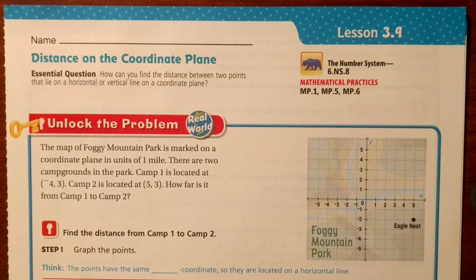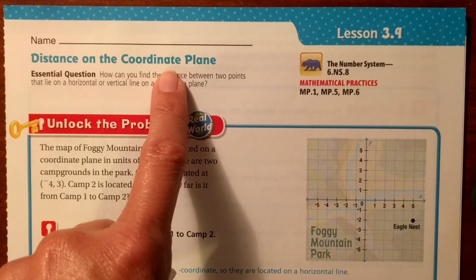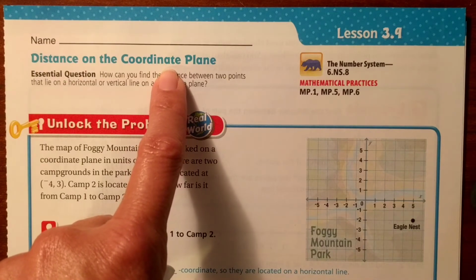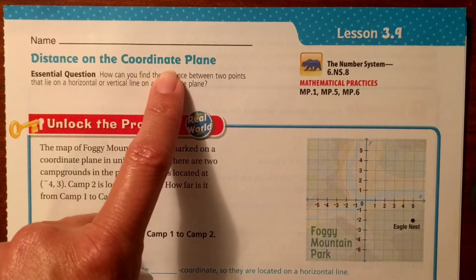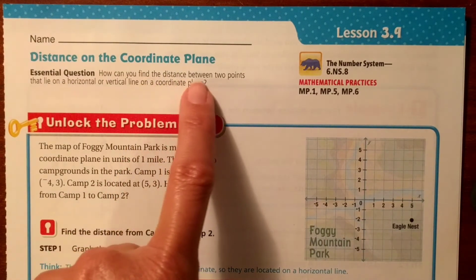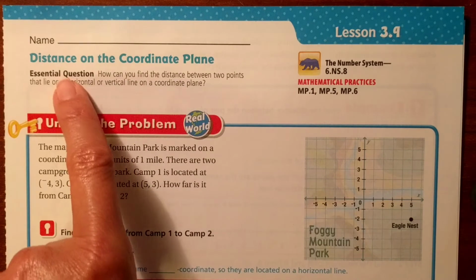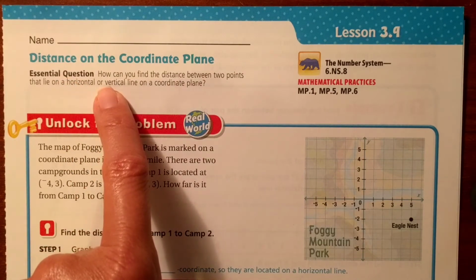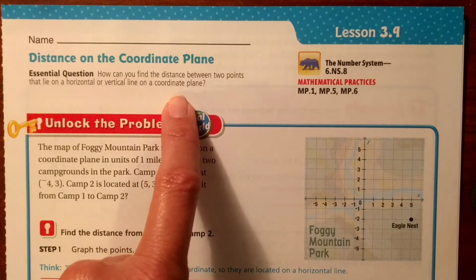Lesson 3.9, Distance on the Coordinate Plane, is found on page 135 of your big book. Essential question: how can you find the distance between 2 points that lie on a horizontal or vertical line on a coordinate plane?